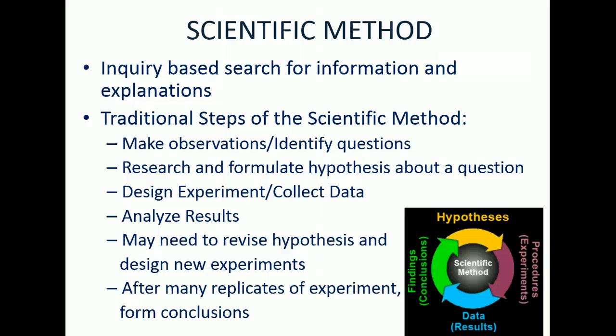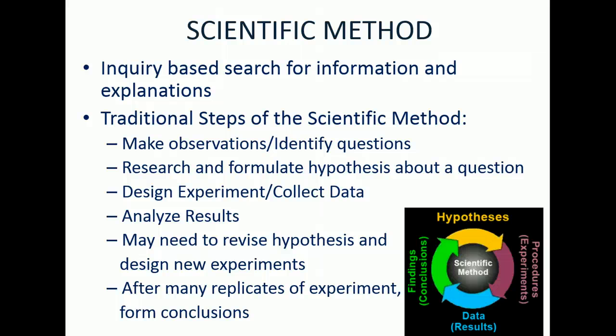And the traditional steps that we look at in the scientific method are that you would first make observations about the world around you and identify questions that you want to ask in order to form your experiment. Then you would research and formulate a hypothesis about that question. Okay, when we say research, this may include a Google search, but typically we're going to be looking in the literature. We're going to be looking at what kinds of things have other scientists published on this particular topic.